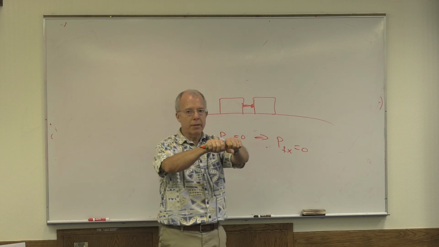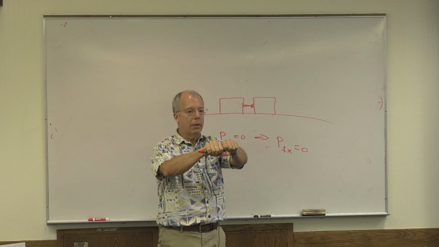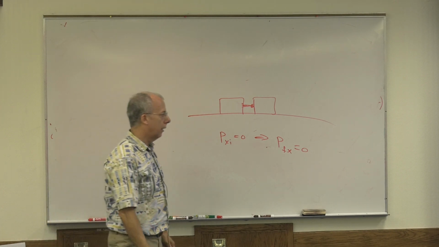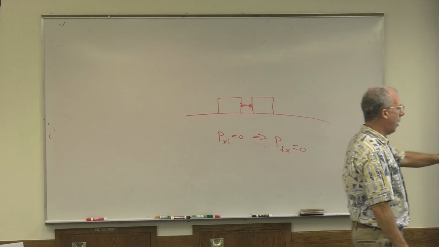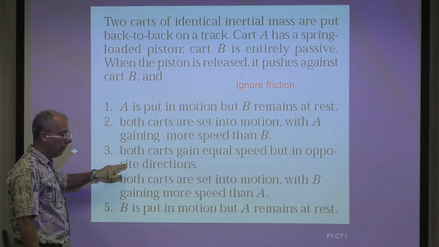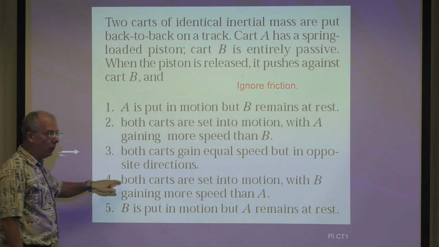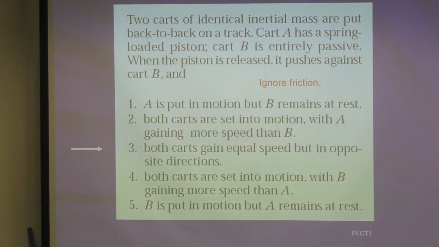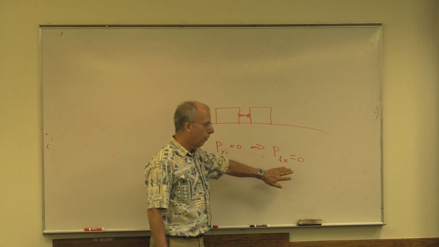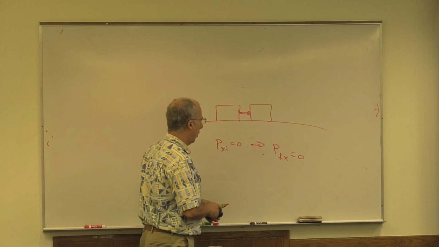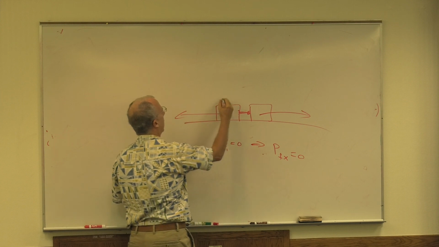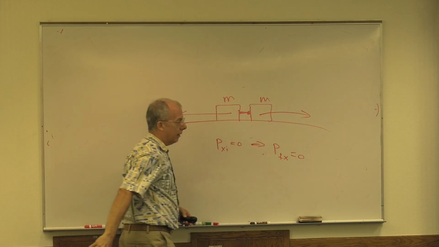So what do those carts have to do? They have to do that, just like the 2-jet event, you know? Okay, so both carts gain equal speed, but in opposite directions. And it's only true because of the conservation of momentum. Initial momentum was 0, final momentum is 0. The only way you're going to get final momentum 0 is if that guy goes that way and that guy goes that way, because they have the same masses.